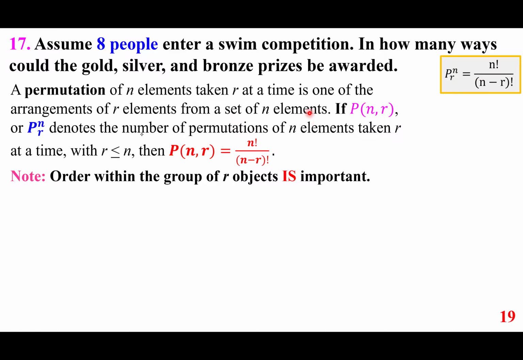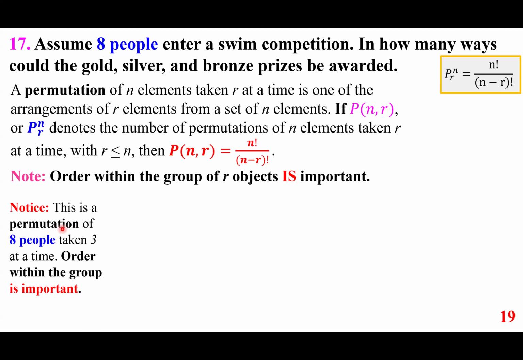If P(n,R) denotes the number of permutations of n elements taken R at a time, with R less than or equal to n, then P(n,R) is n factorial over n minus R factorial. If you recall, the combination has another R factorial. In other words, the combination is smaller, okay? And so order within the group of R objects is important. That's the key. Notice, there's a permutation of 8 people taken 3 at a time. Order within the group is important. So permutation 8, choose 3. According to this formula, 8 factorial over 8 minus 3 factorial, which means 8 factorial over 5 factorial.